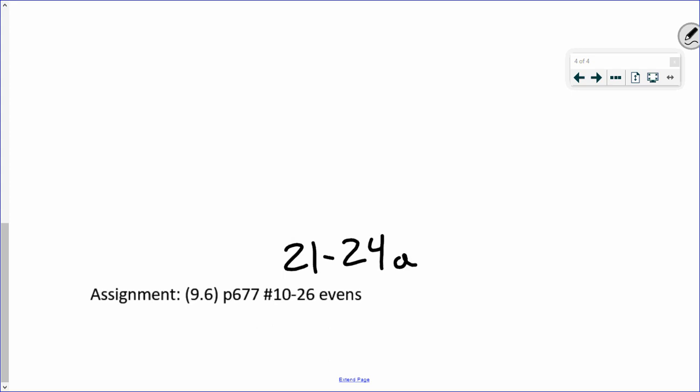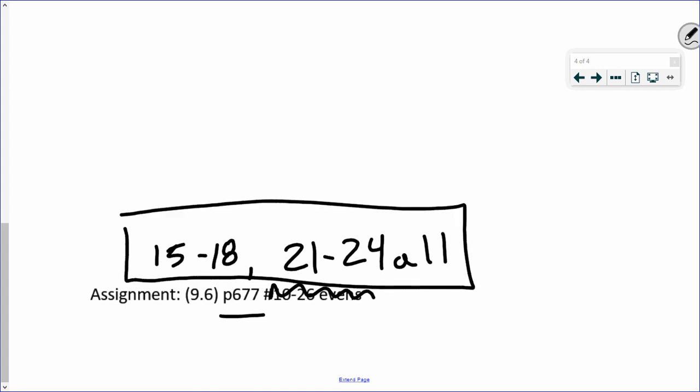All of page 677. And let's also take a look at what's another good one here. Let's do 15 through 18 as well. Those are ones where you've got to find the scale factor and find x. So all of those problems on 677, that's going to be our assignment. And I'll mark that in the module as well, so everyone sees that. Don't do 10 through 26. Let's do 15 through 18 and then 21 to 24.